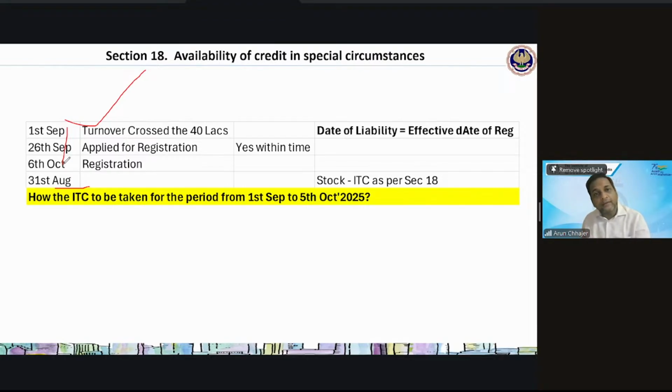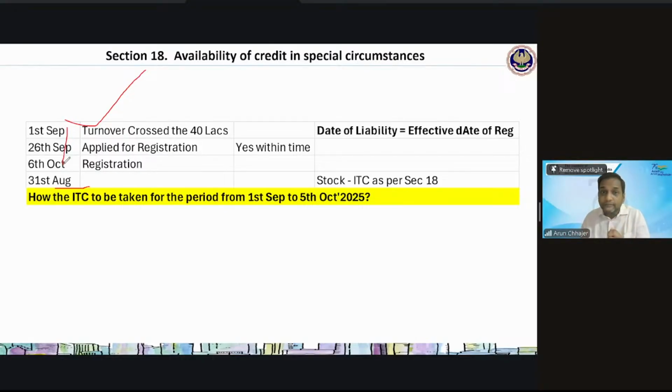Now, if you read Section 31(3)(a), the concept of a revised invoice: this example is about the ITC for the purchase, but the concept of the revised invoice is for the outward supply, for the sales. So whatever sale this person made from 1st September to 5th October, he has issued the invoice, but that invoice will not be a tax invoice. That invoice will not contain the GSTIN of the supplier.